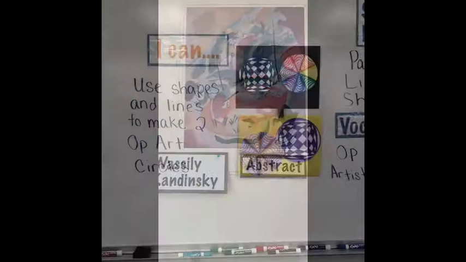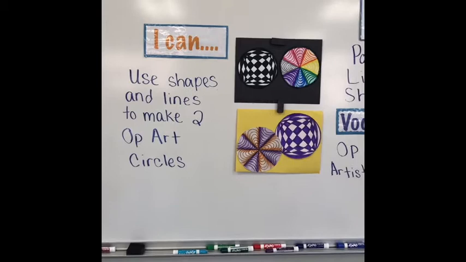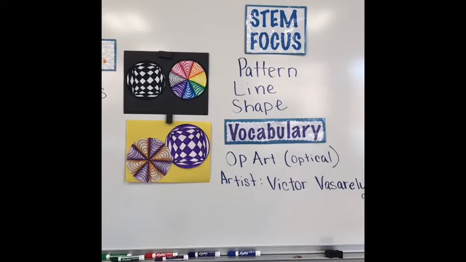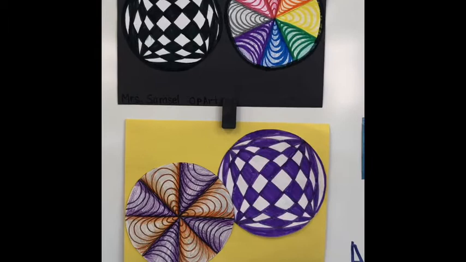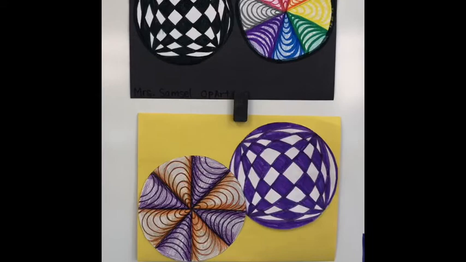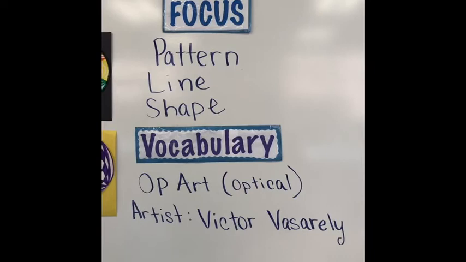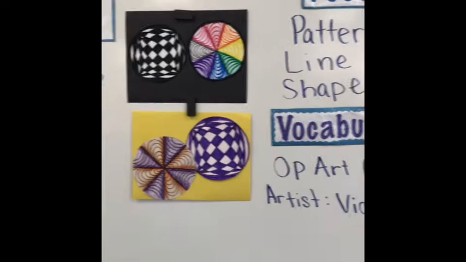Today in art, we're going to use shapes and lines to make two op art circles. Op art is optical art. That means the way that your eyes or your optics see things. So even though our paper is flat, we can create some volume in shapes. We can play tricks on our eyes. And we are going to use this checkered pattern and this cone pattern to create these op art designs. The inventor of op art was Victor Vasarely, and he has some really fun, interesting designs using pattern, line, and shape. Today we're going to work on op art.